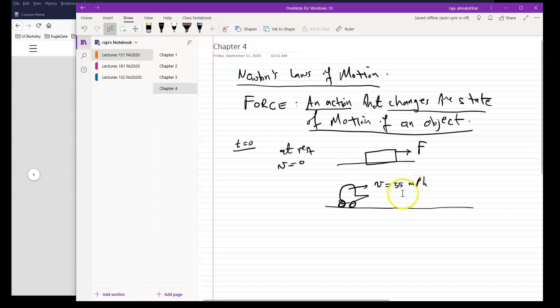So what happened here is that the car was in the state of motion of 55 miles an hour, and then once you applied the brake, which is the action, the force, what happened? The car's state of motion has changed. You see what I'm saying? So that's basically what the force does. Got it so far? Okay.